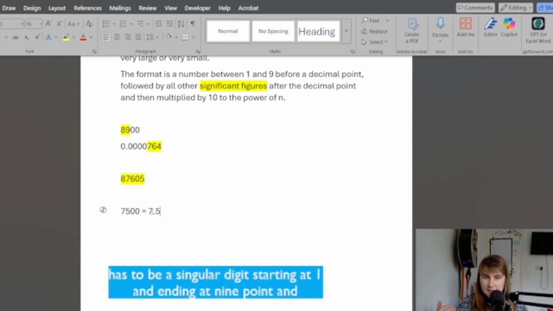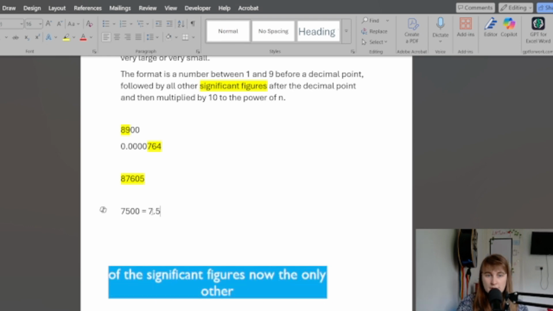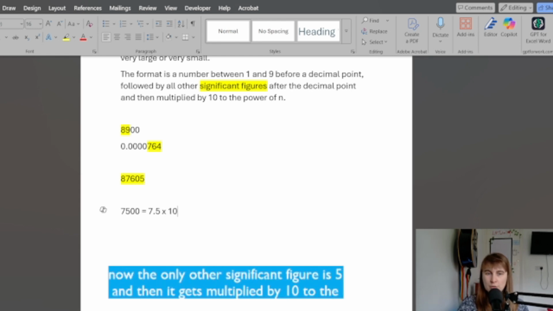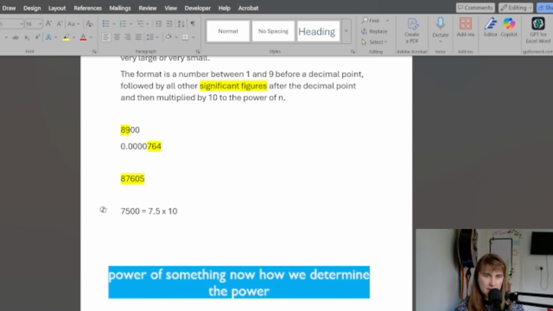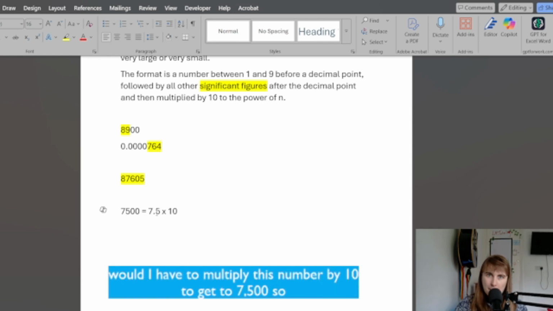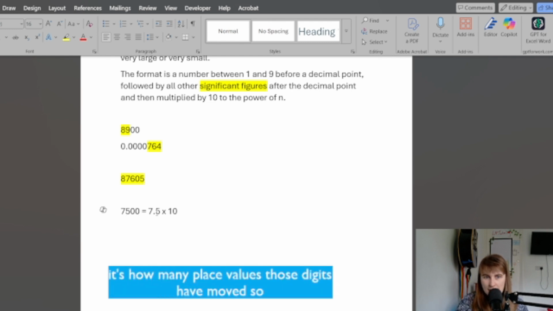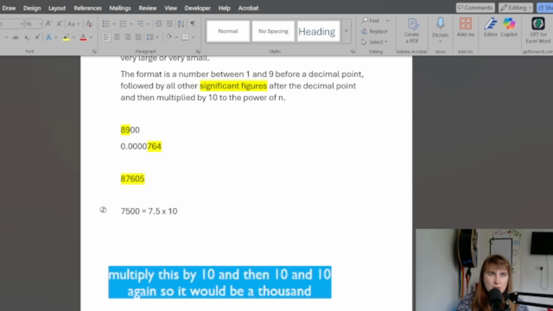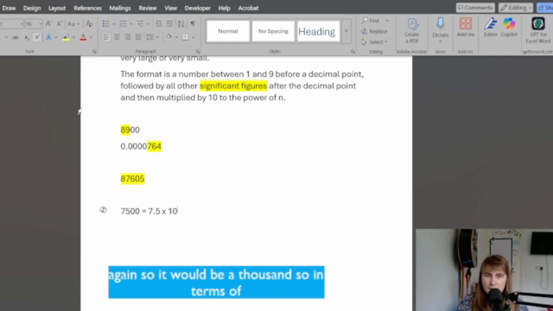Point, and then the rest of the significant figures. Now, the only other significant figure is 5, and then it gets multiplied by 10 to the power of something. Now, how we determine the power is how many times I would have to multiply this number by 10 to get to 7,500. So it's about place value. It's how many place values those digits have moved. In this case, I'd have to multiply this by 10, and then 10, and then 10 again, so it would be 1,000. So in terms of the power, it would be to the power of 3, because 10 to the power of 3 is 1,000.